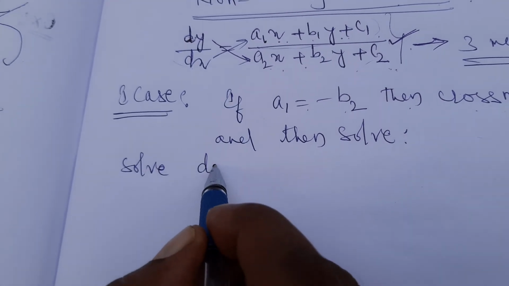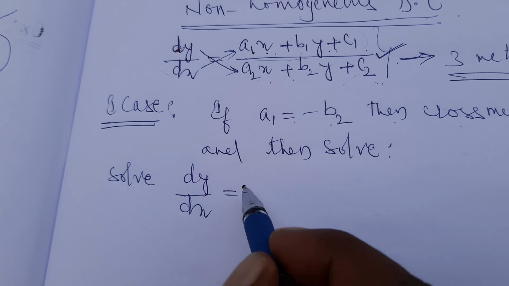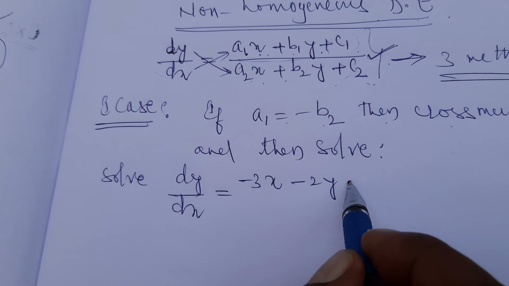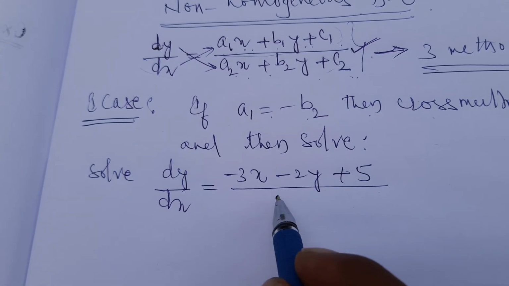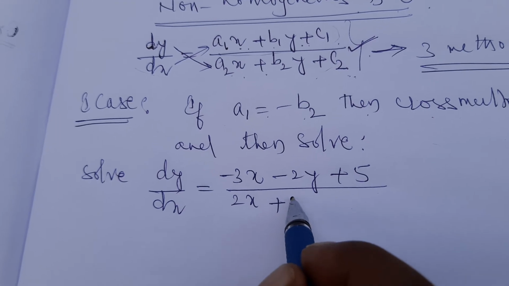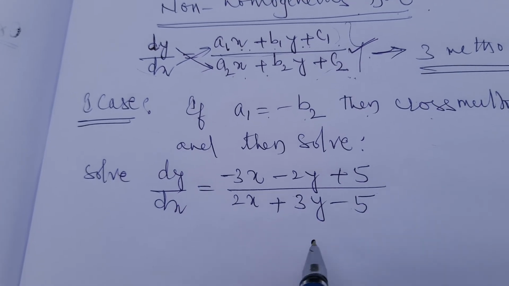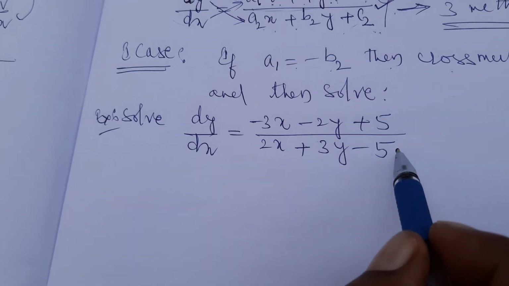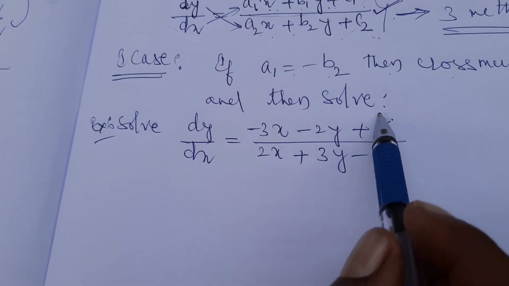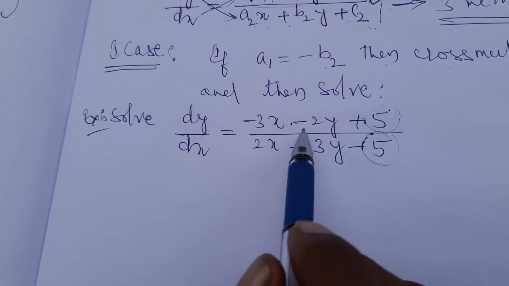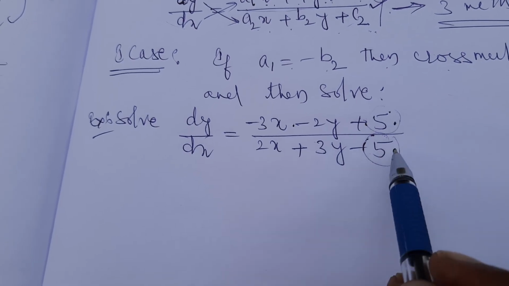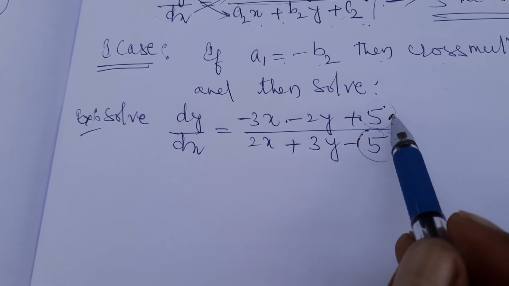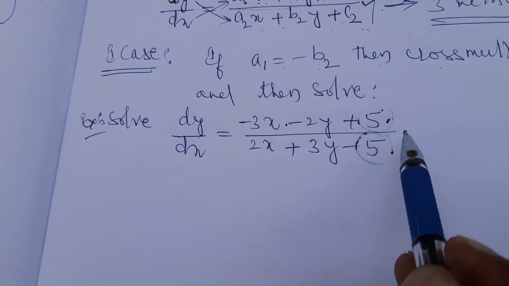Solve dy by dx equal to (minus 3x minus 2y plus 5) by denominator (2x plus 3y minus 5). Directly by observing, we can say this is not a homogeneous differential equation. Only without these constants is it a homogeneous differential equation. But here the constant is there, so whenever a constant is there, automatically it is not homogeneous. So this is the non-homogeneous differential equation.